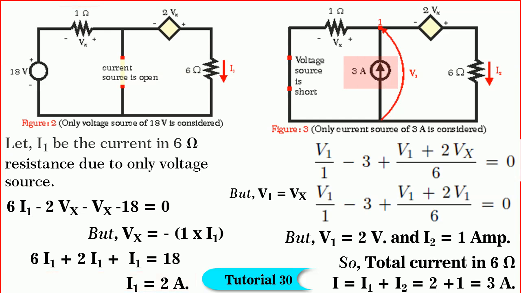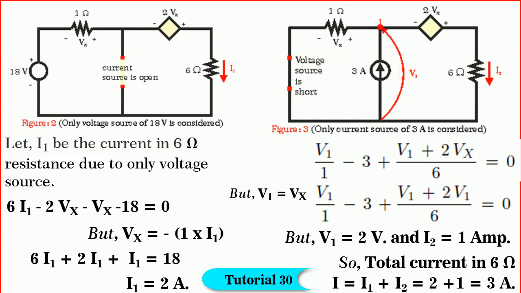Next, consider only the current source of 3 amperes. The voltage source of 18 volts is short circuited as shown in figure 3. Let I2 be the current in the 6 ohm resistance. By observing the network, we find that it has turned out to be a 2-node network. To find I2, I prefer to apply the node voltage method. Let V1 be the node voltage as shown.